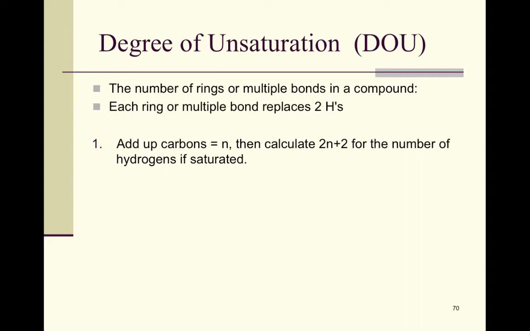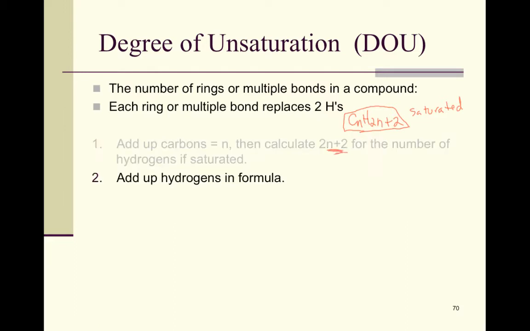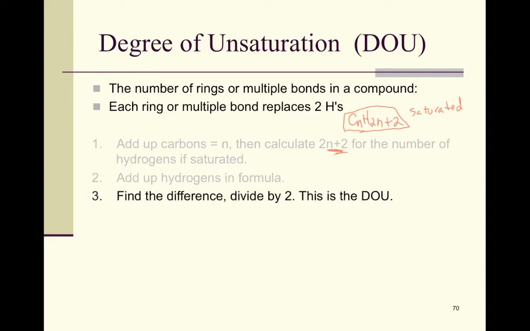How you figure out degrees of unsaturation is you add up the carbons first. Then you calculate 2n plus 2 for the number of hydrogens if it were saturated. I would like you to recall that the formula for an alkane was CnH2n plus 2, and that's when it was saturated. This is the formula for something saturated, and that's where this piece here comes from. After you calculate 2n plus 2 for the number of hydrogens, you add up the number of hydrogens in the formula you're looking at, and then you find the difference. Divide by 2, this is the degrees of unsaturation.